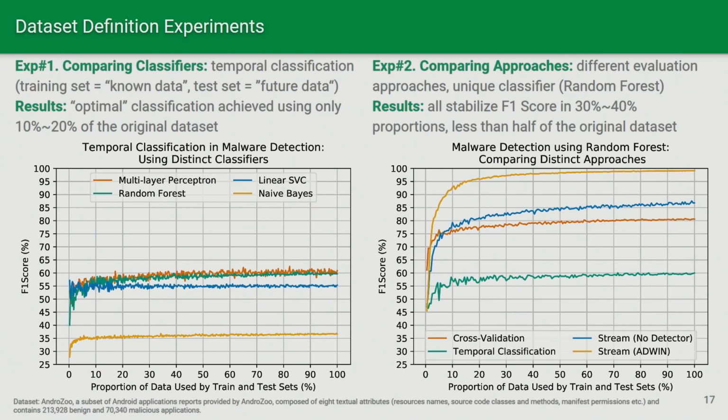In experiment 2, I tested different evaluation approaches like cross-validation, temporal classification, and data streaming with and without drift detection in the same classifier, which is the random forest. All of them also show a pattern and stabilize the results using around 30 to 40% of the dataset.